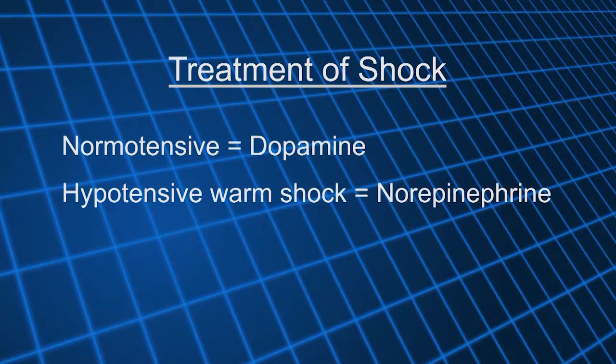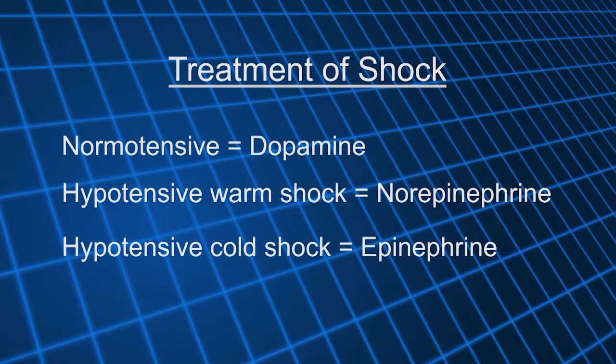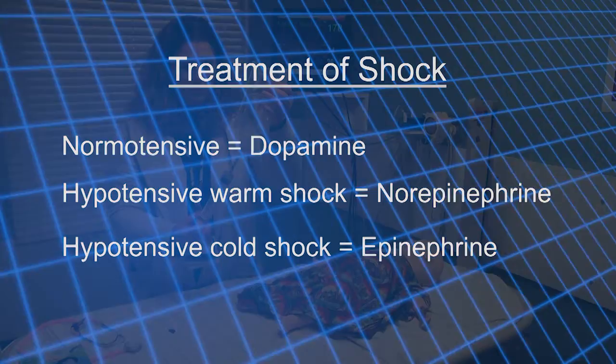If the patient is hypotensive with warm shock, meaning they have warm extremities with bounding pulses, tachycardia, wide pulse pressure, decreased systemic vascular resistance, and increased cardiac output, start norepinephrine. If the patient presents in hypotensive cold shock, meaning there has been a drop in cardiac output and an increase in systemic vascular resistance, and they are cold and clammy with thready pulses and shallow breathing, start epinephrine.